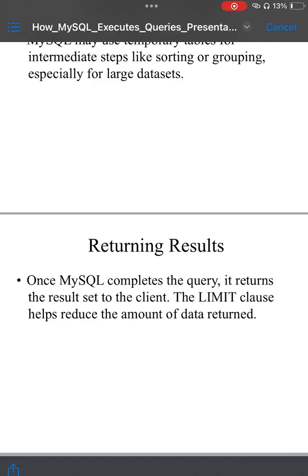Conclusion. MySQL processes a query by first parsing and optimizing it, then scanning rows, applying filters, performing joins, and handling sorting and grouping operations as needed. By creating a query execution plan, MySQL ensures the most efficient path to retrieve the required data.